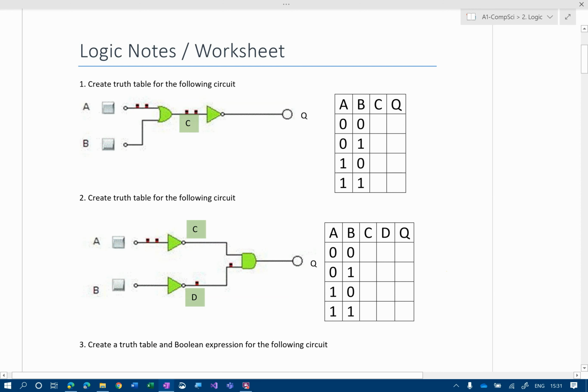Okay, so on this video what I'm going to do is go over the logic notes worksheet. I won't be doing every exercise, but I will be doing most of these. This is going to be quite a long video, all right? So let's get you started.